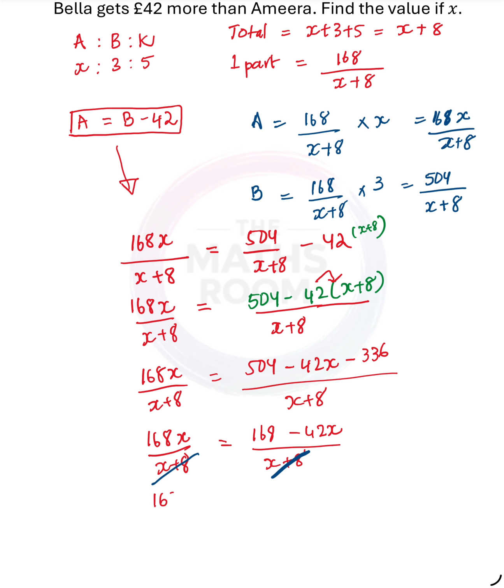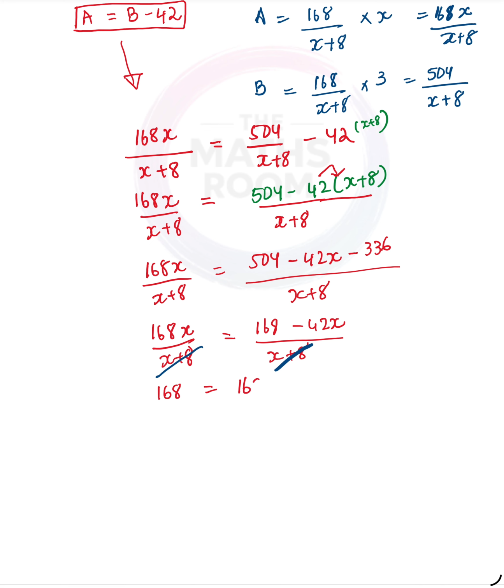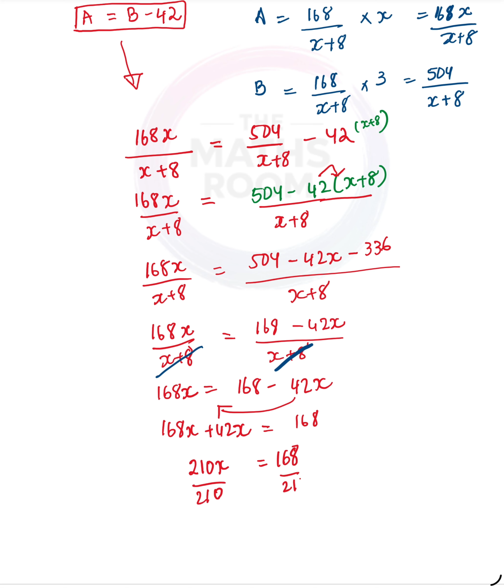Now, I've got 168x is equal to 168 take away, don't forget the x here, minus 42x. Going to move that to this side, so it'll be 168x plus 42x, which is equal to 168. I am basically going to simplify my equation as simple as it gets. So I've got 210x is equal to 168, dividing both sides by 210. I'm going to get x equals 0.8.